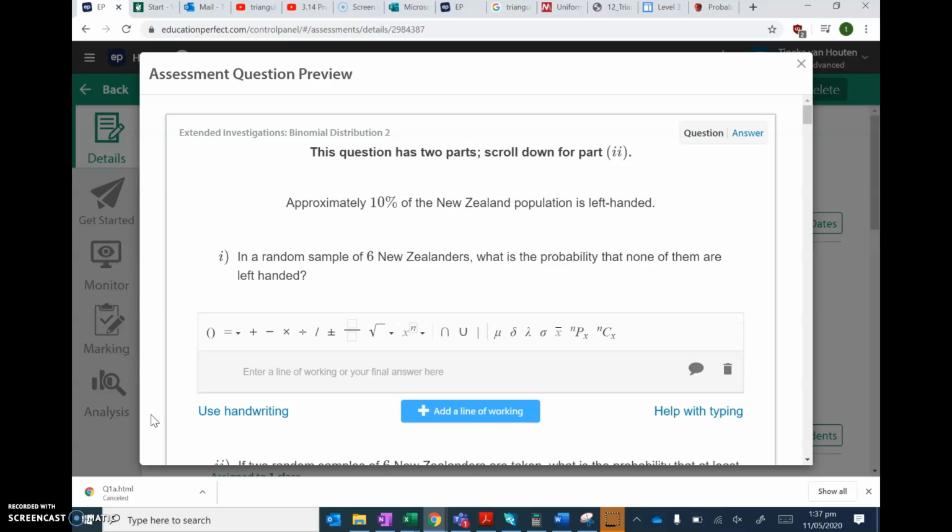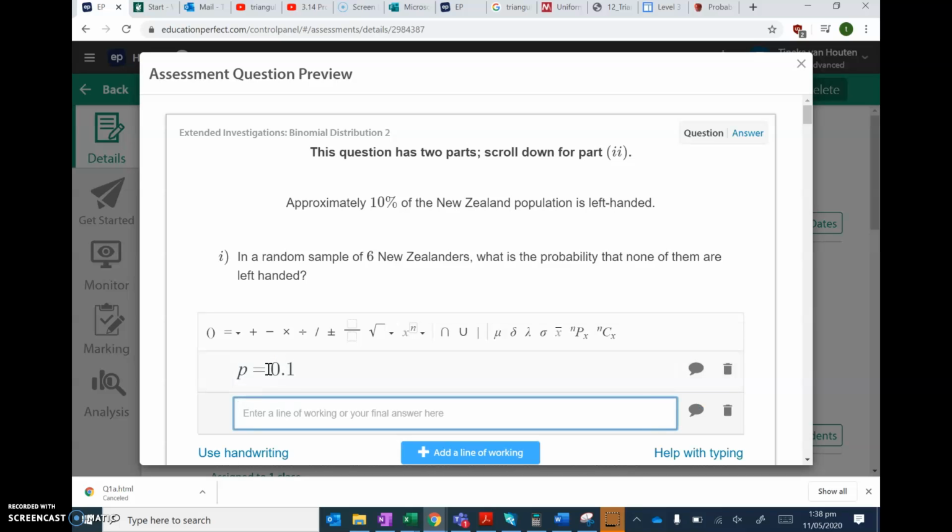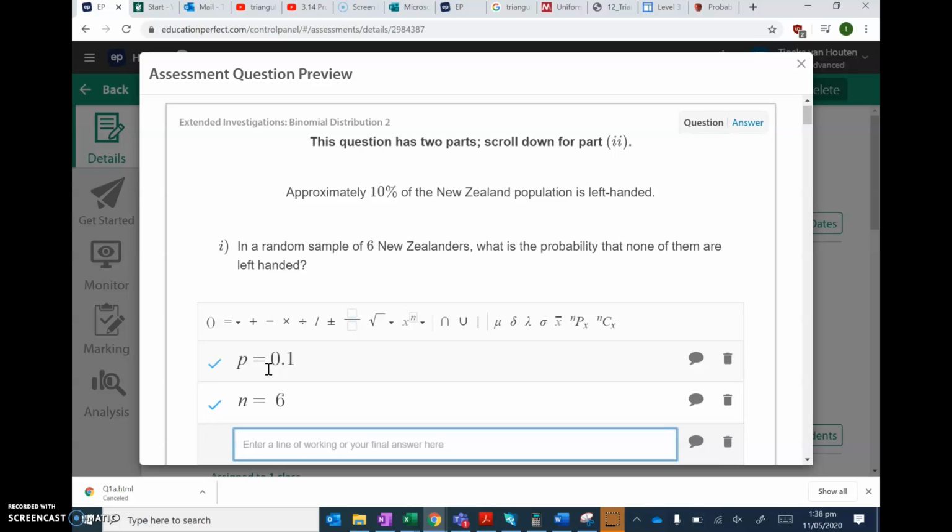Approximately 10% of the New Zealand population is left-handed. So I'm given a fixed probability, in a random sample of 6 New Zealanders. So now I have a fixed number of trials. What is the probability that none of them are left-handed? So I have a probability, which I know is 0.1, and I know I have a fixed number of trials, which is equal to 6. Now, if I have those two things, then I have the binomial distribution. And I'm trying to work out the probability that x is equal to 0.